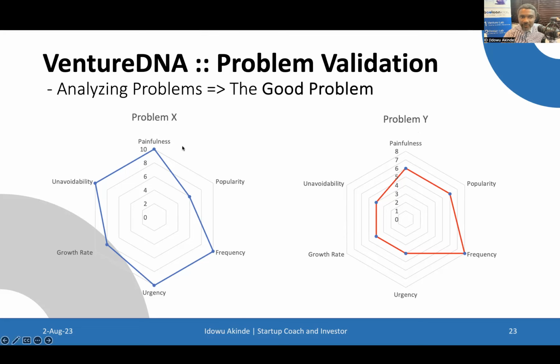And just to round up: painfulness is severity. Popularity is how many people you can find experiencing it at that level of pain. Frequency is how many times it occurs in the lives of your people within a certain time span. Urgency is, does it require immediate and urgent attention? Growth rate, is it shrinking or growing in the number of people who experience it? Unavoidability: can there be an alternative, either a different solution or just ignoring it?